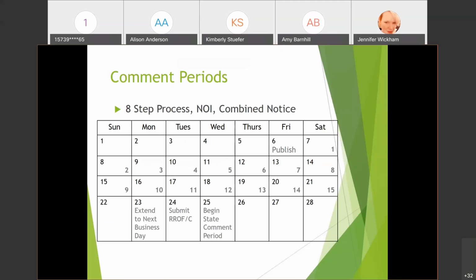So this is how this would work. If you published on the 6th, you would start counting your 15-day comment period. The first day would be the 7th, and it would end on the 21st. Since that was a Saturday, you would carry it over 1 extra day. So on the 24th, you would submit your request for release of funds and certification. The day after is when you begin your state objection period, and that is 15 days, so that starts on the 25th. Next slide.